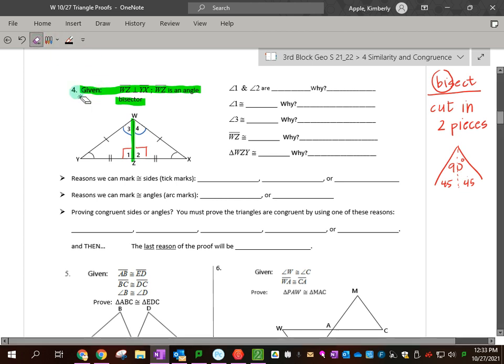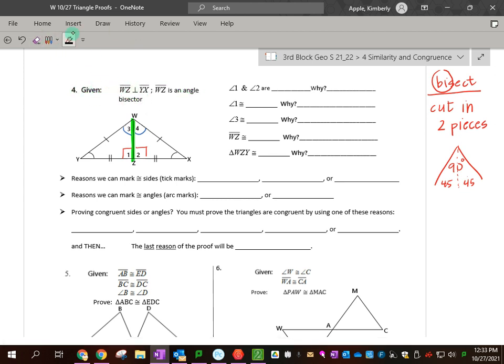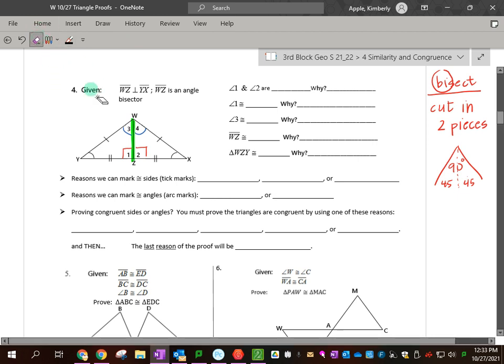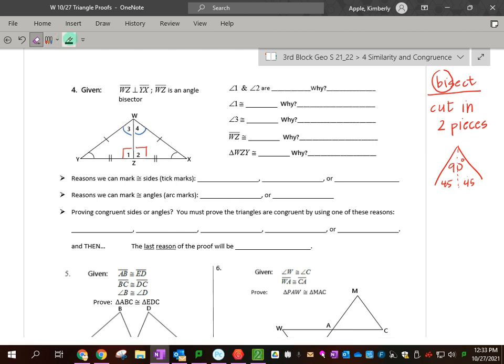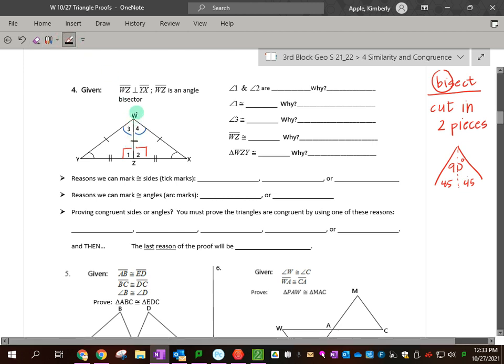And then there's one more mark that I can make based on a couple of theorems that we've talked about. And that's the shared side, right? So right here I can mark WZ congruent to WZ. I'm going to use 3 because I've already used 1 and 2. I'm actually going to use 2 marks up here. The 1 mark has already been used.